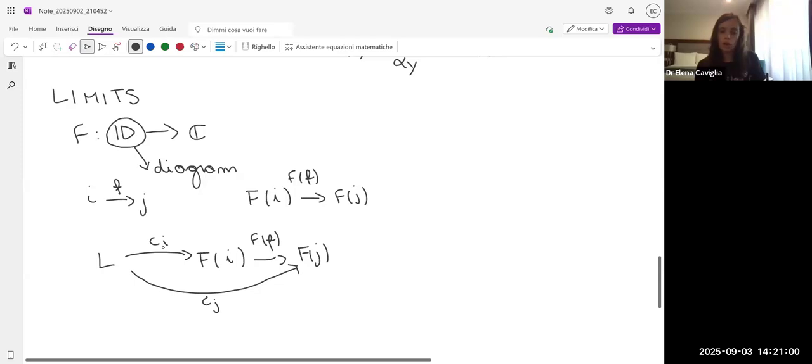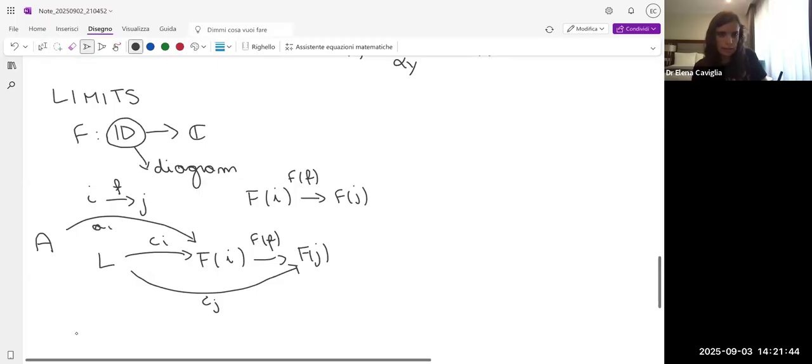But now we want this cone to be universal. We want this cone to be the best possible cone, right? Of course, another condition that we have for it to be a cone is that all these triangles that are formed, like this one here, are commutative. So c_i and F of f is the same as c_j. But this cone needs to be universal, and what this means is that if we now have another object A with a cone, let me draw it here.